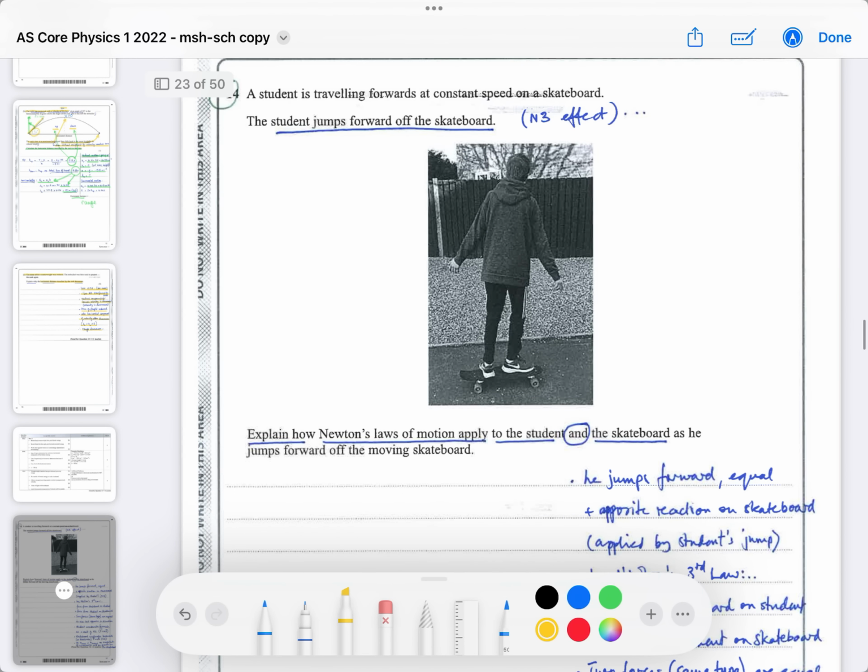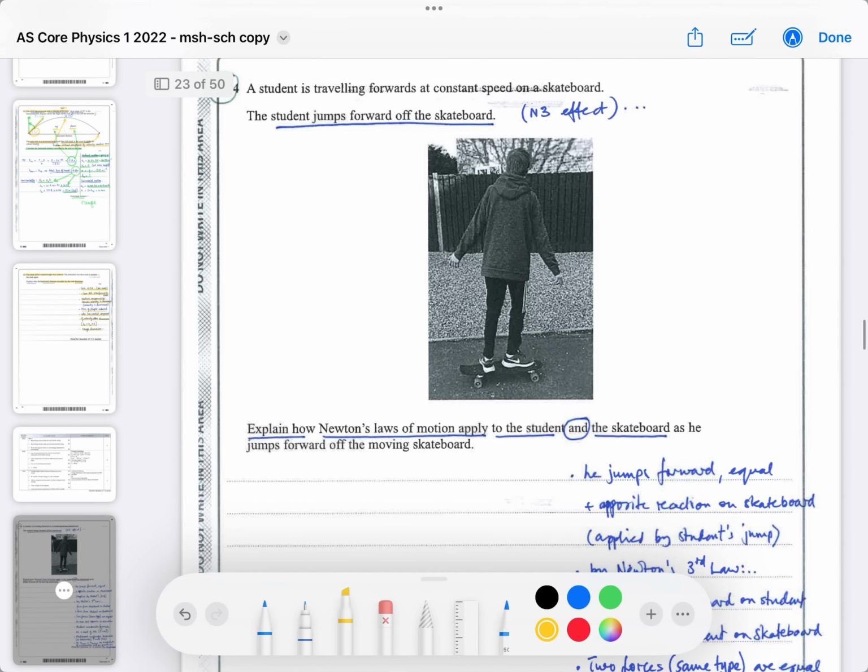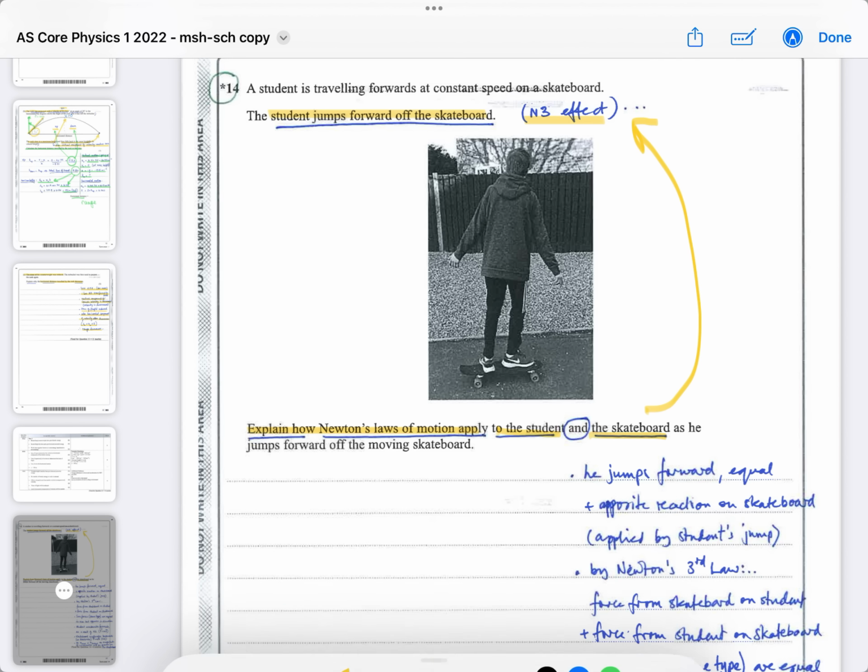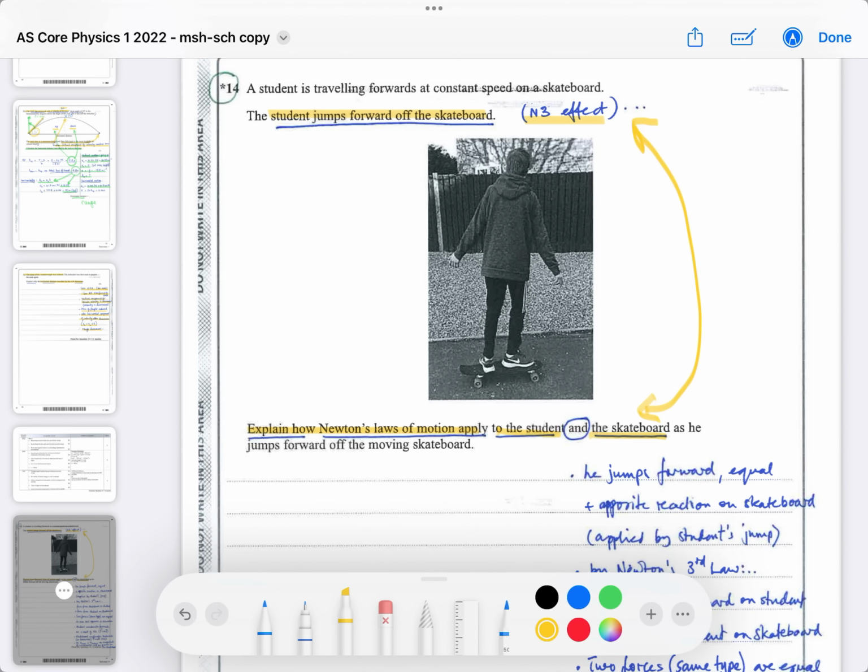All right, so here we've got question 14. A student is traveling forwards at a constant speed on a skateboard. The student then jumps, as these skateboarders do, off their skateboard. It's the Newton's third law effect. So if he jumps off his skateboard, you've got to explain how Newton's laws of motion apply to the student and the skateboard. So that's why the interaction between the student and the skateboard is Newton's third law.